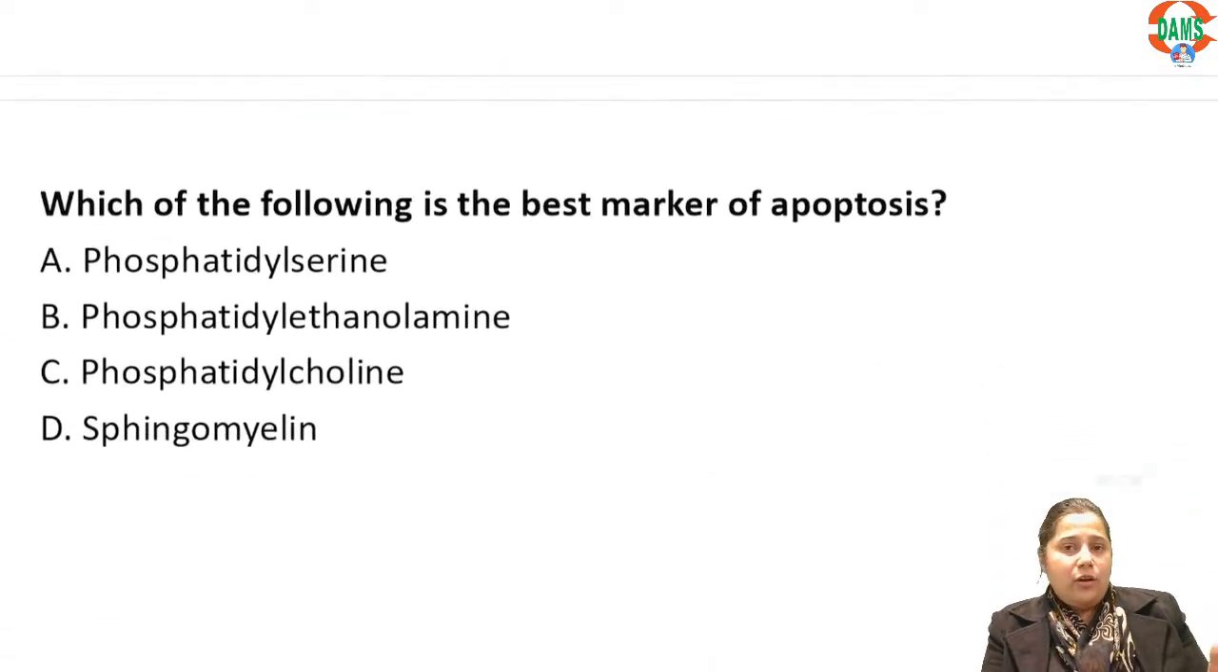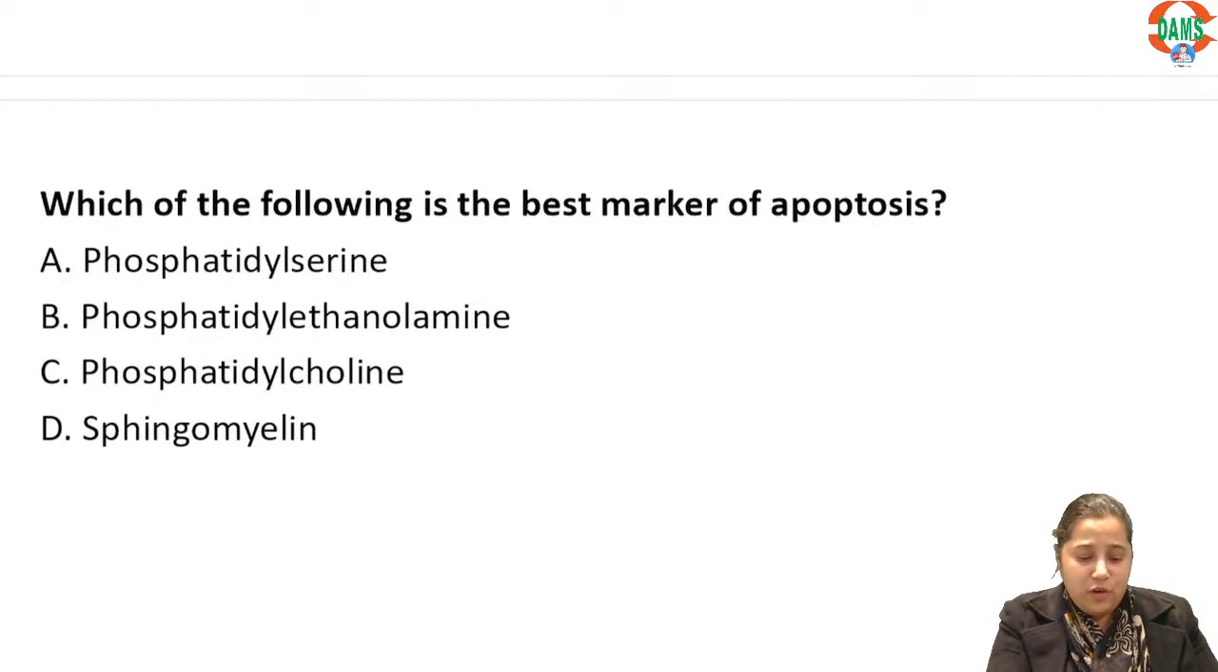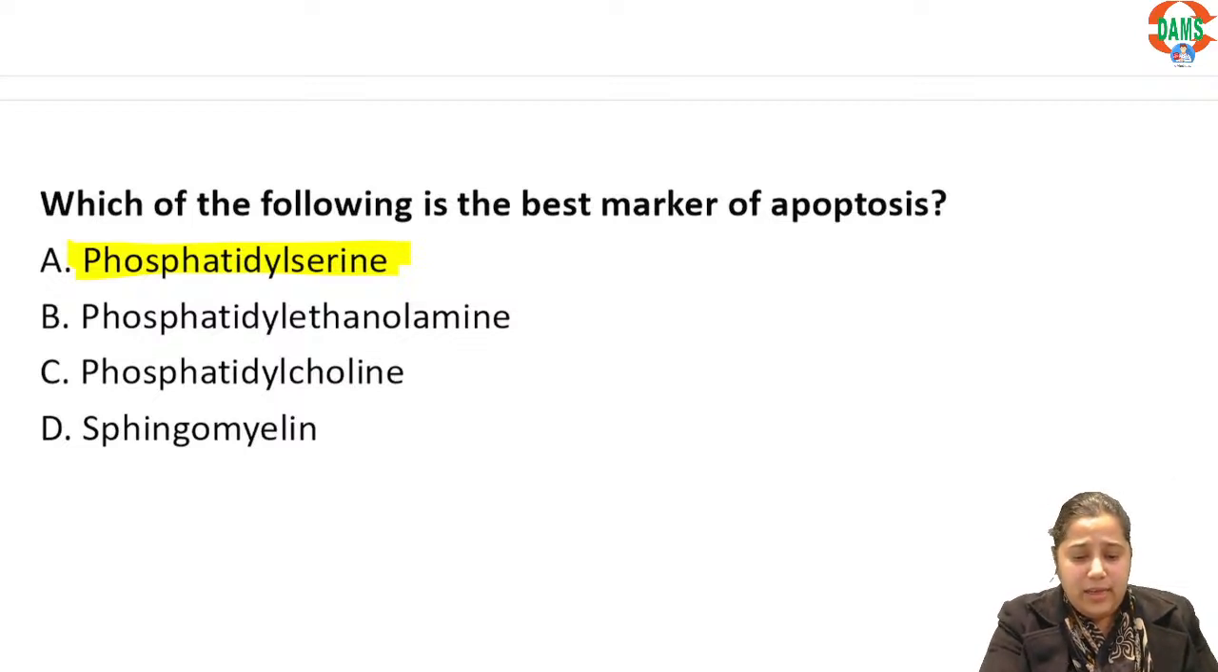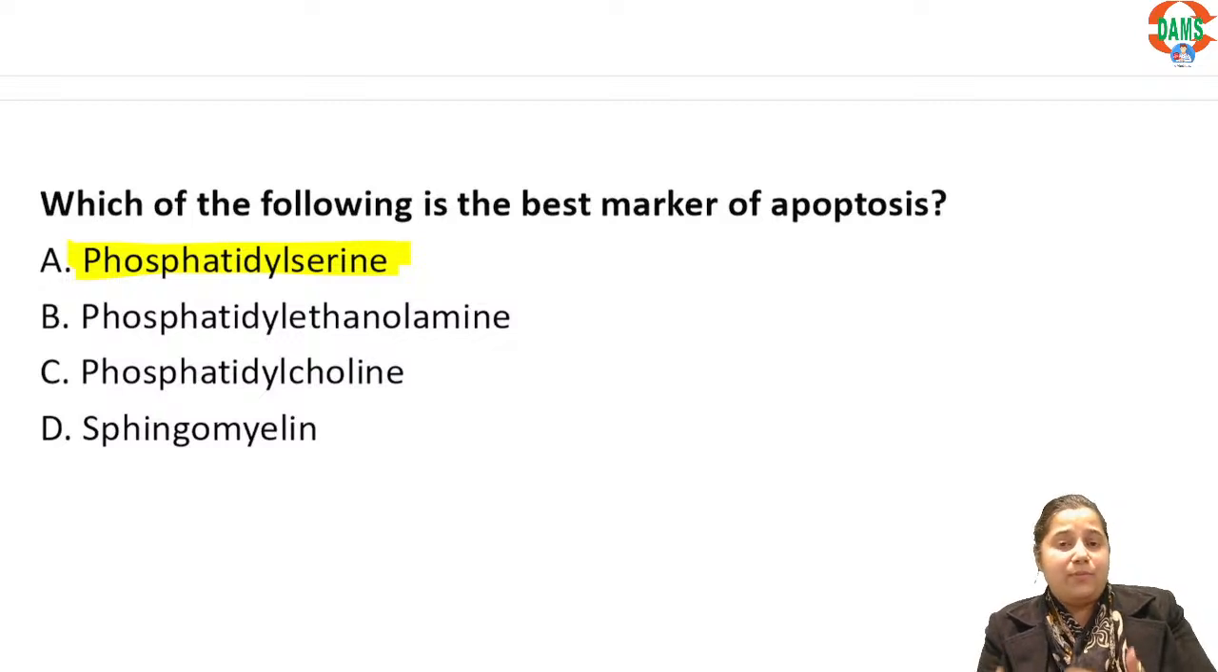Which is the best marker of apoptosis? Yes, this is phosphatidylserine. Please note, phosphatidylserine is originally present on the inner side of the membrane. When it shows on the surface, that means the cell is going to die. So it is a marker of apoptosis. Phosphatidylserine flips from the inner leaflet to the outer leaflet. The more the concentration of phosphatidylserine on the outer leaflet, the more it is a marker of apoptosis.